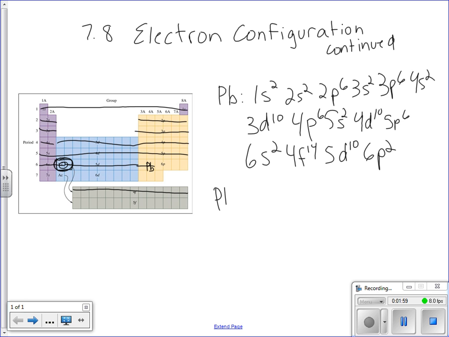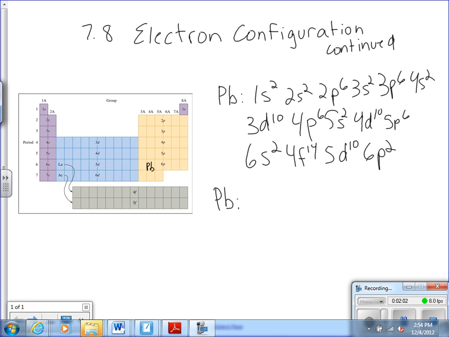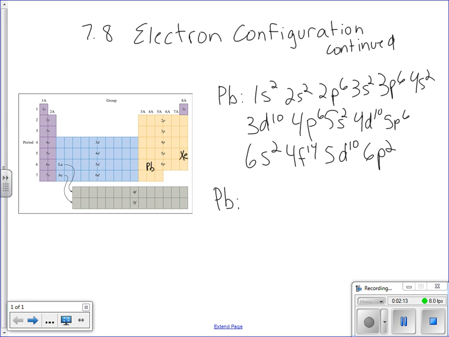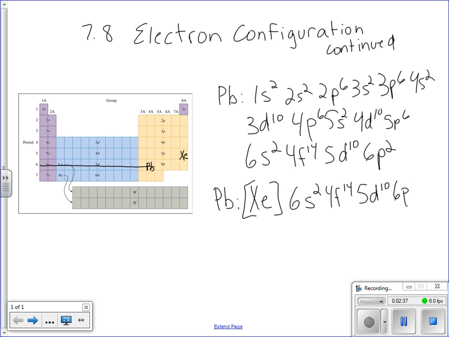Let's figure out what the shorthand configuration would be. So first thing I have to do is identify the noble gas 1 row above lead. Those are our instructions. And the noble gas 1 row above lead is xenon. If you look at your periodic tables, that is xenon right here. And if you want to try this on your own, pause. It's going to appear very shortly. So we put xenon in brackets. And then I still have to include all of the electrons up to and including lead. So 6s2, 4f14, 5d10, 6p2. That would be the shorthand configuration for lead.